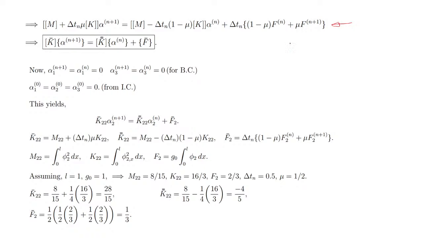This is also there in the assignment solution. So now you just look at it. The right hand side, if you see this term, it has two force terms: fn basically corresponds to time tn, and fn plus 1 corresponds to time tn plus 1.